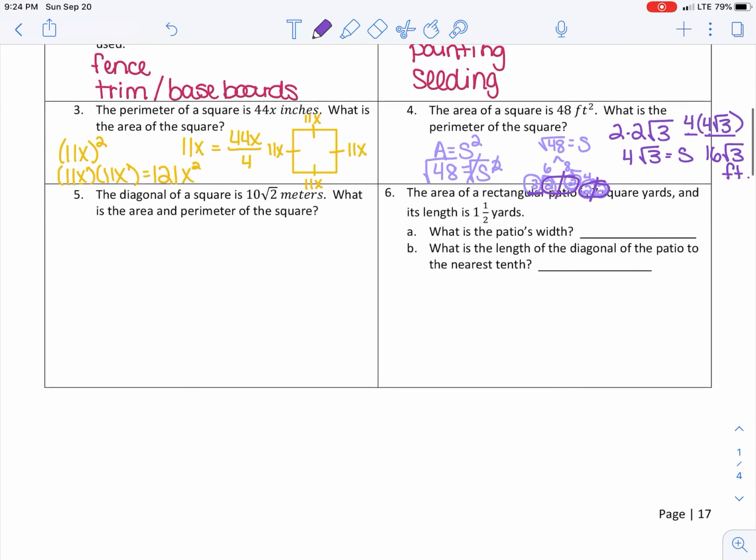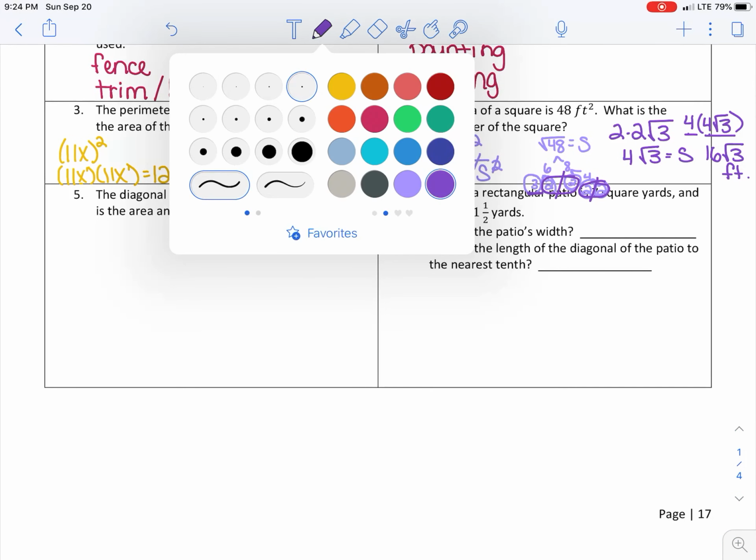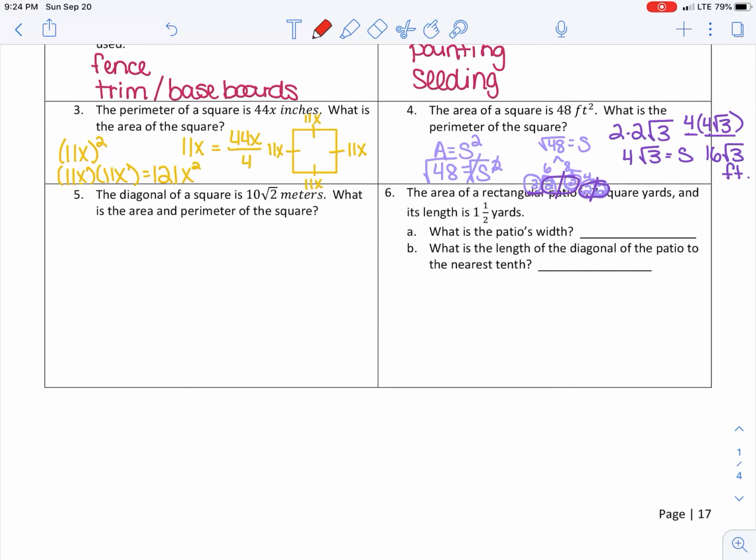Okay. Moving on to number 5. So with number 5, it says the diagonal of a square is 10 root 2 meters. So I'm going to go ahead and draw my square. Then I'm going to draw my diagonal here. Okay, and we're told that that diagonal is 10 root 2.